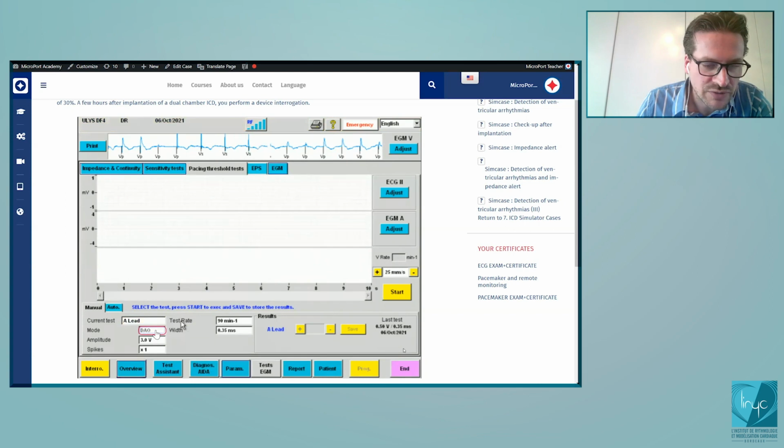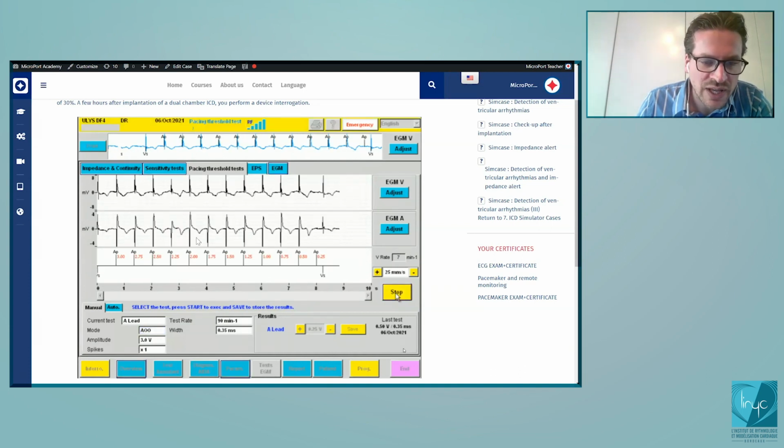So just for the fun of it, we can do atrial pacing. Of course, not in DAO mode, but more significant would be to do it in AOO mode. And again, we see that if we do atrial pacing, meaning pacing on the atrial channel, we have ventricular capture.